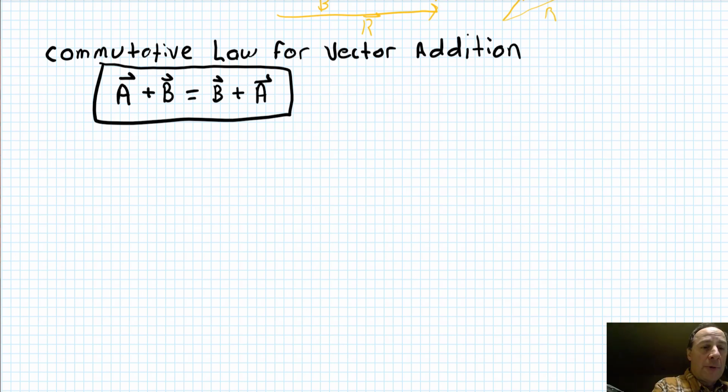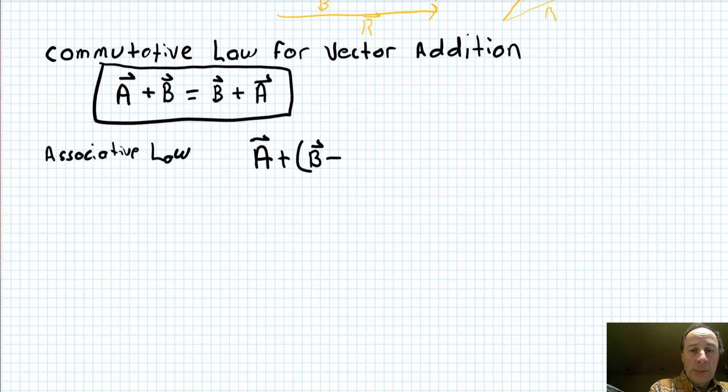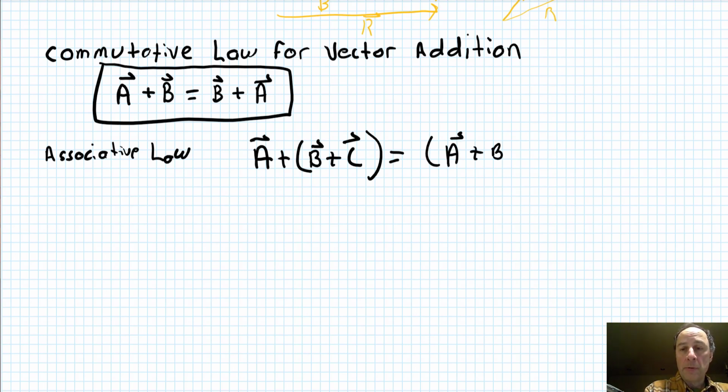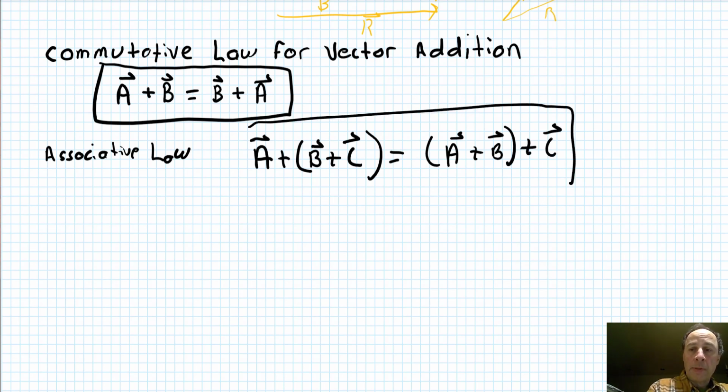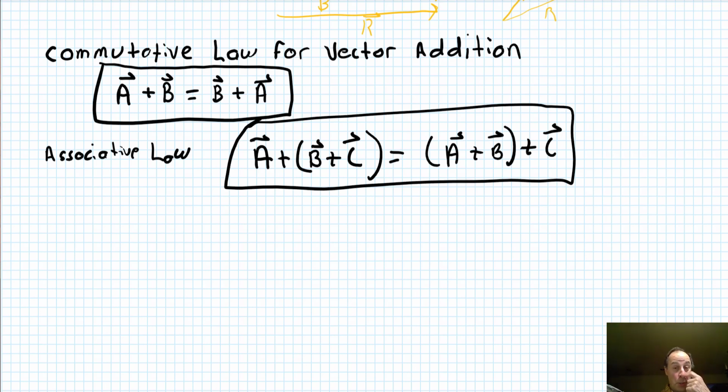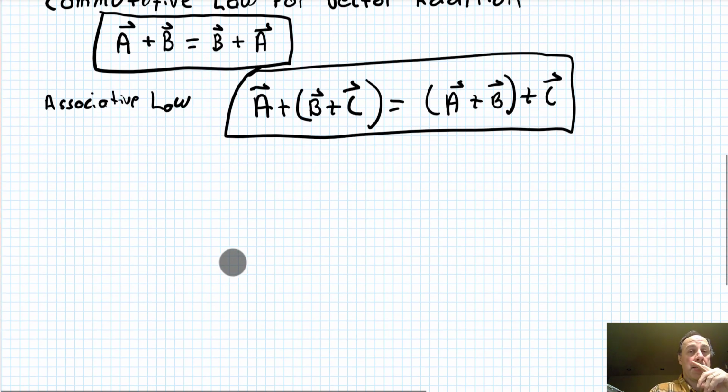Also, we have the associative property. The associative law, that one is if you take A plus the quantity B plus C, that's the same as the quantity A plus B plus the vector C. Again, it's just saying that the order does not matter. Now, that's for addition. Subtraction, as you know, is a different story.